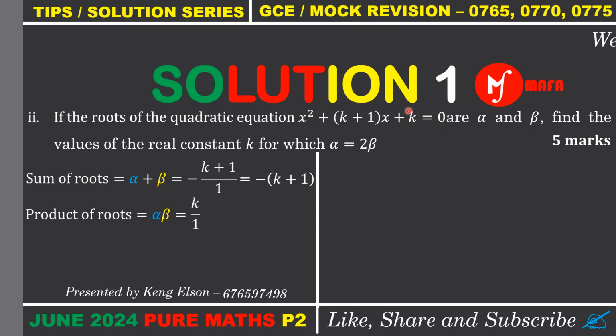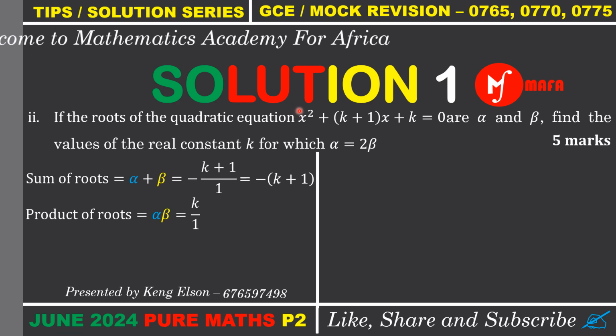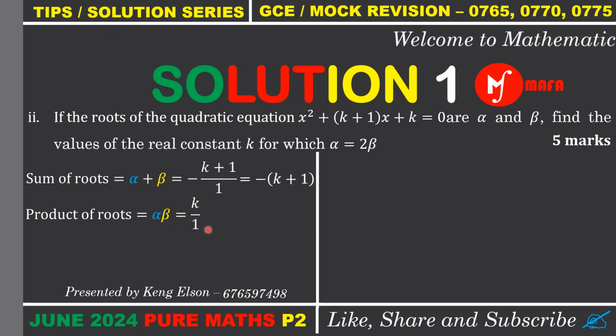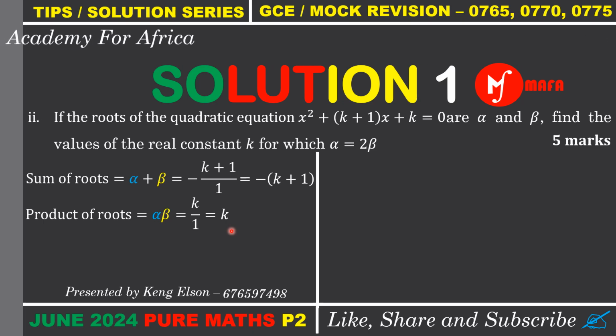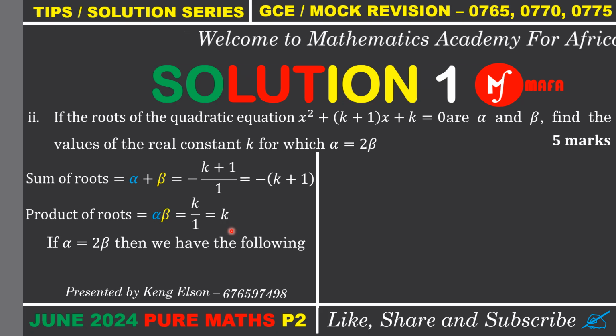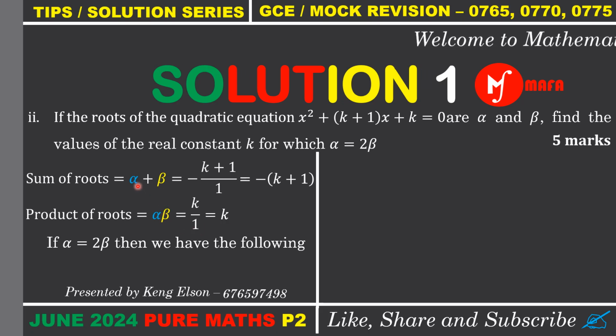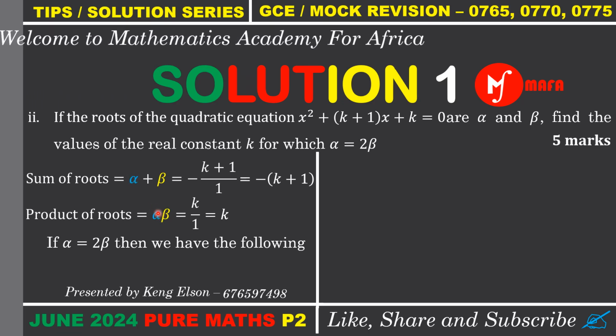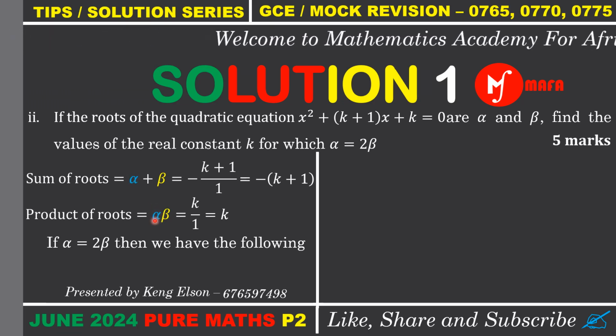Your c is the constant term, which is just k here, and your a is the coefficient of x squared, which is 1. So we have alpha times beta equal to k over 1, which is equal to k. Now important information in the equation: alpha is equal to 2 beta. So when alpha is equal to 2 beta, we come back to our sum of roots and product of roots and replace alpha with 2 beta, and see what we are going to get.